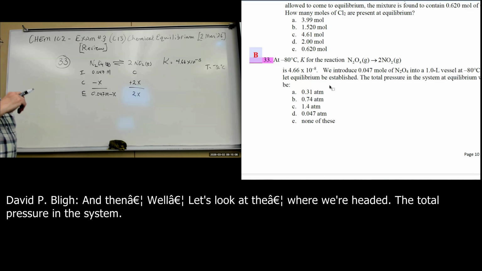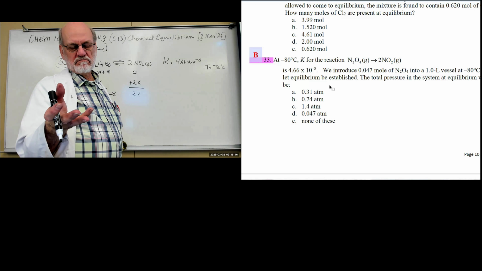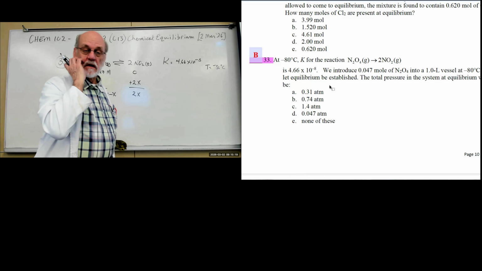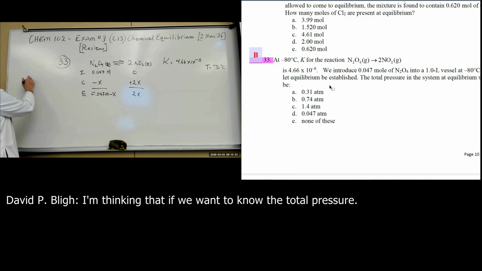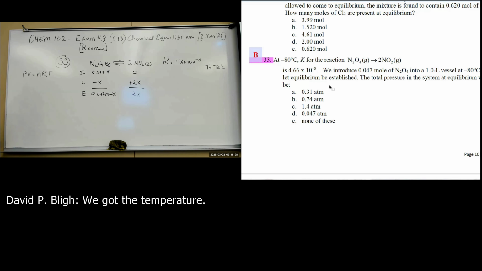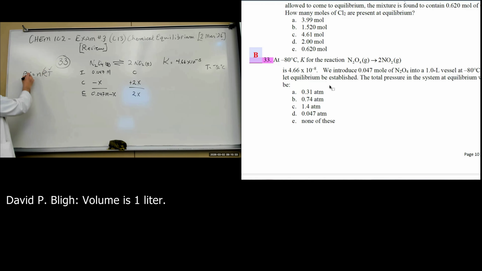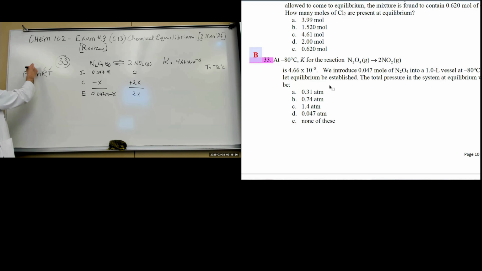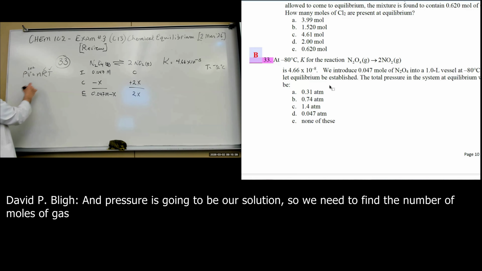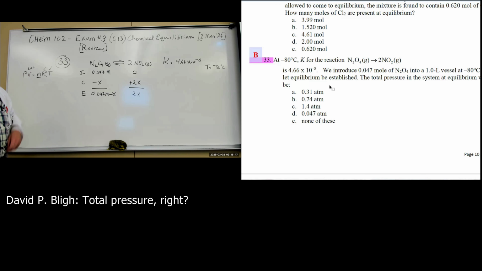And then, well, let's look at where we're headed. The total pressure in the system, right? We're not told. I'm thinking that if we want to know the total pressure, we're going to have to go back to the ideal gas law. We've got the temperature. R is a constant. Volume is 1 liter. And pressure is going to be our solution. So we need to find the number of moles of gas at equilibrium.